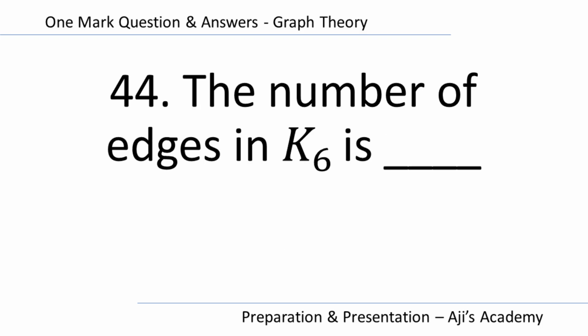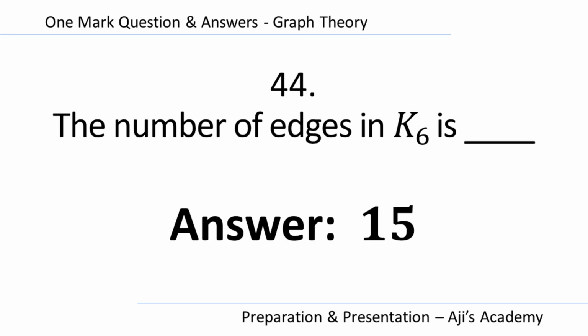Question number 44. The number of edges in K6 is? So this is also a repeated question. We know the number of edges in a complete graph on P vertices, Kp, is PC2 and here P is 6. Therefore the number of edges in K6 is 6C2. So 6C2 means 6 into 5 divided by 2. So answer is 15.